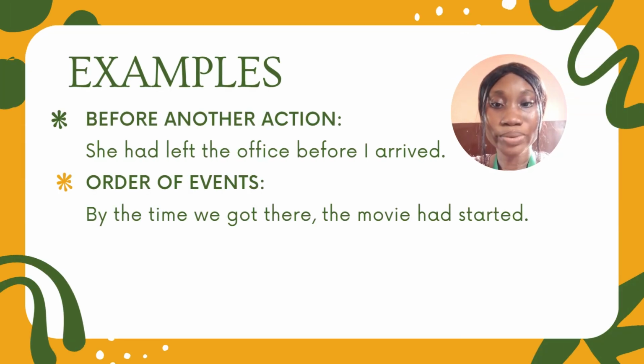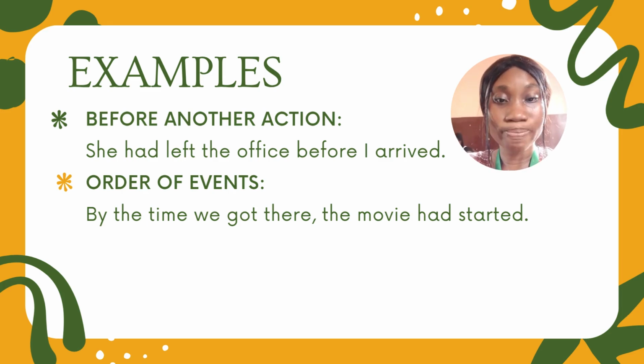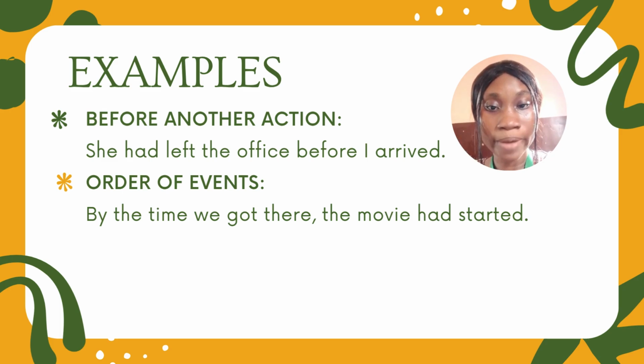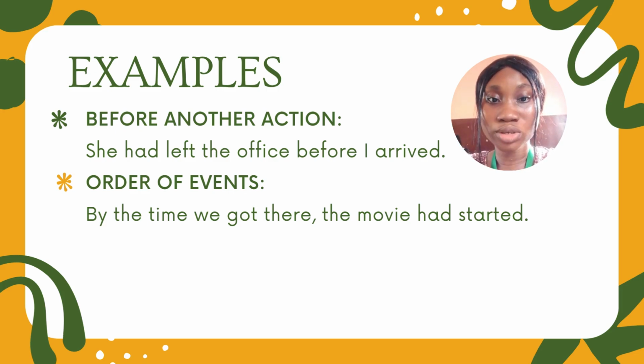Let's look at an example of an action that has ended. She had left the office before I arrived. But we're talking about past perfect, so that means past tense, okay? You can see two actions: somebody who has left the office, and I am just entering the office. So she had to leave the office and then I arrived. Do you understand past perfect tense? She had left the office before I arrived.